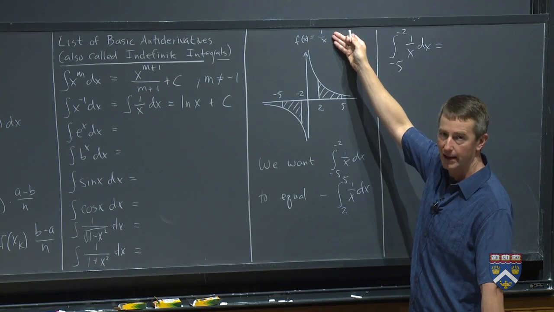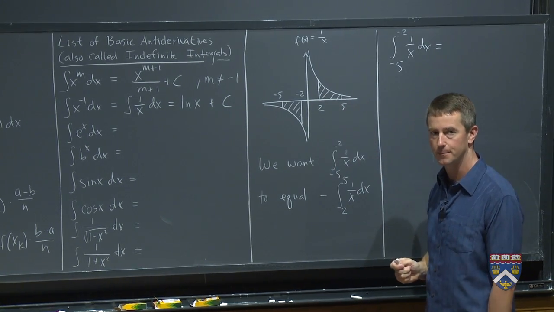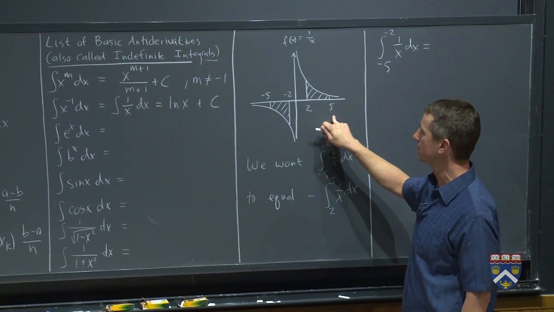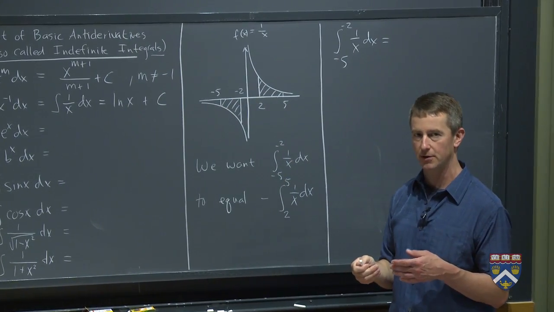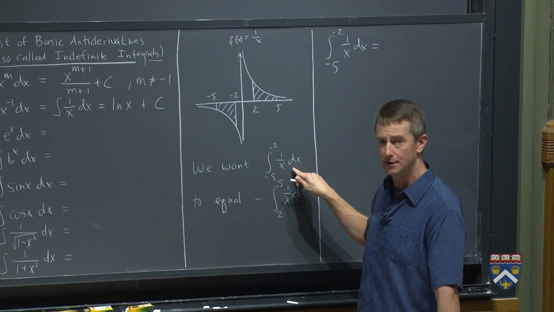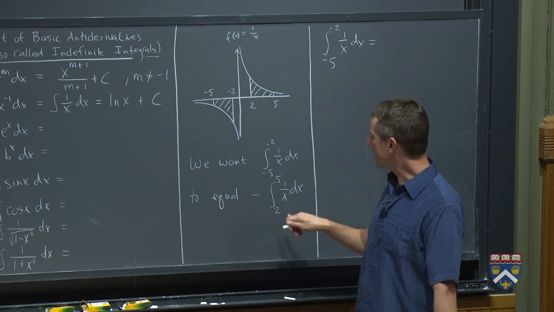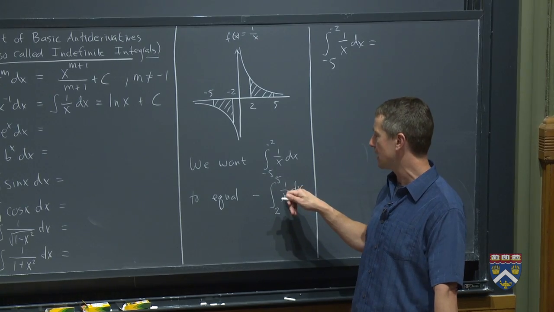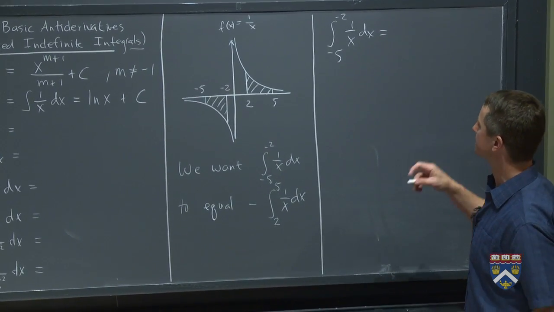This is the function 1 over x. And just as a specific example, I'm looking at 2 to 5 and -5 to -2. Because of the symmetry of this graph, the area between 2 and 5 and the area between -5 and -2 should be the same except opposite of each other, opposite in sign. So we think that the area from -5 to -2 under this graph should be the negative of this area. We know a way to compute this area because we just find the antiderivative of 1 over x, which is ln of x. The problem is with this one. So let's see if we can find a solution to that.